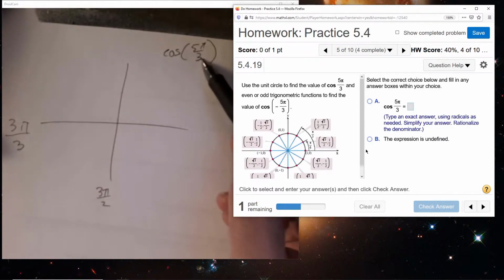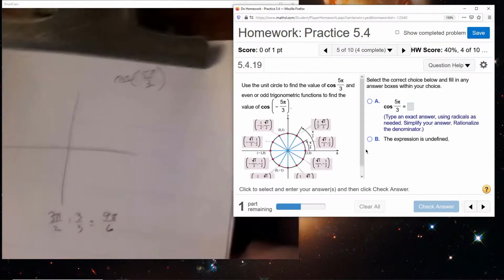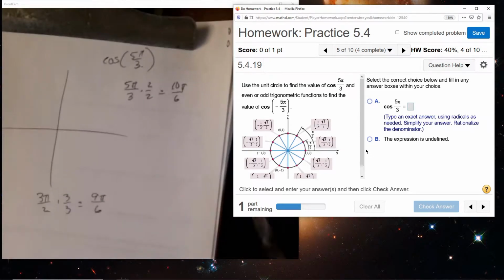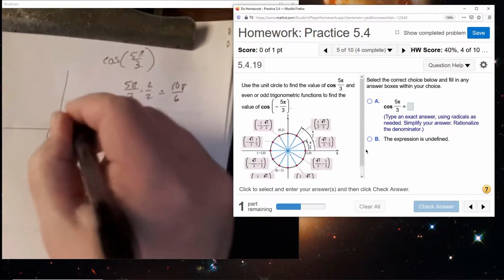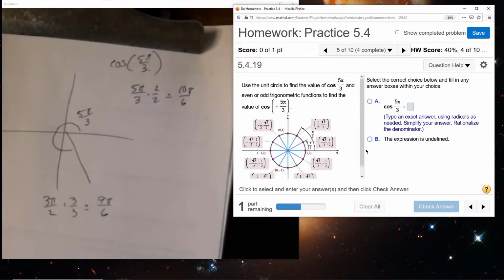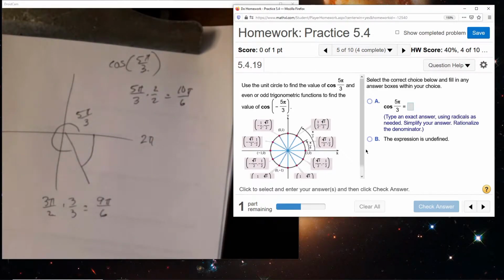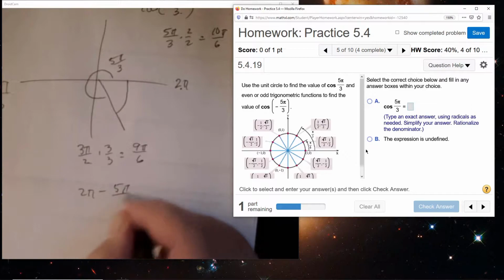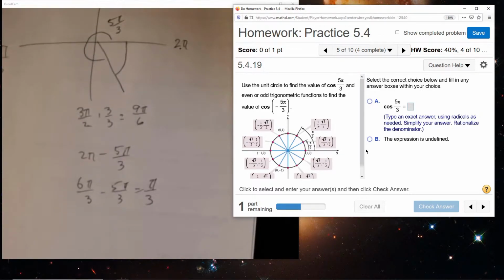Getting a common denominator, so we have the 3 over here, 2 down here. We'll have to multiply this by 3, and multiply this one by 2. So we can see 10 greater than 9, which means 5 pi over 3 is in quadrant 4. And we need to figure out what this reference angle is. So that's going to be 2 pi minus our angle. And we would have to get a common denominator here again. And so our reference angle is pi over 3.